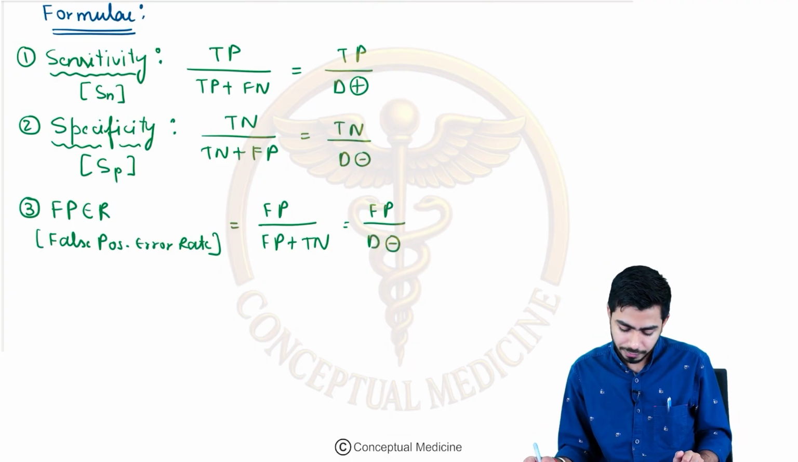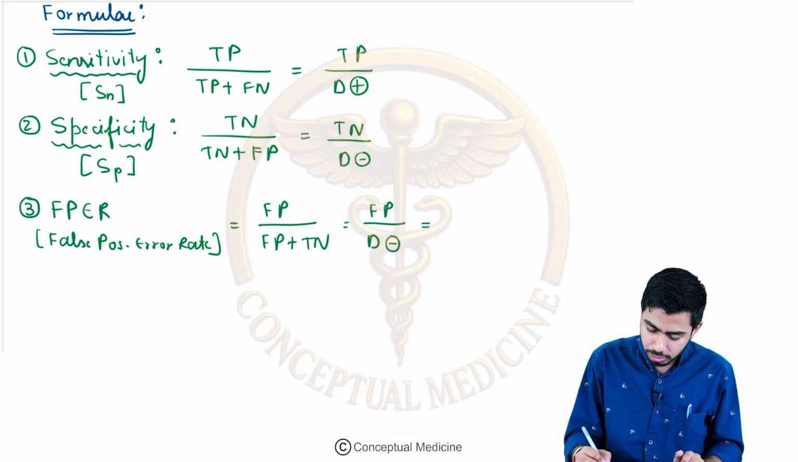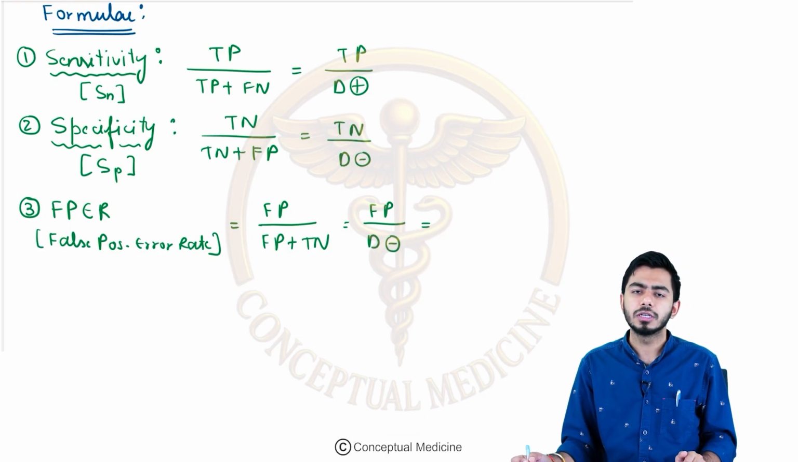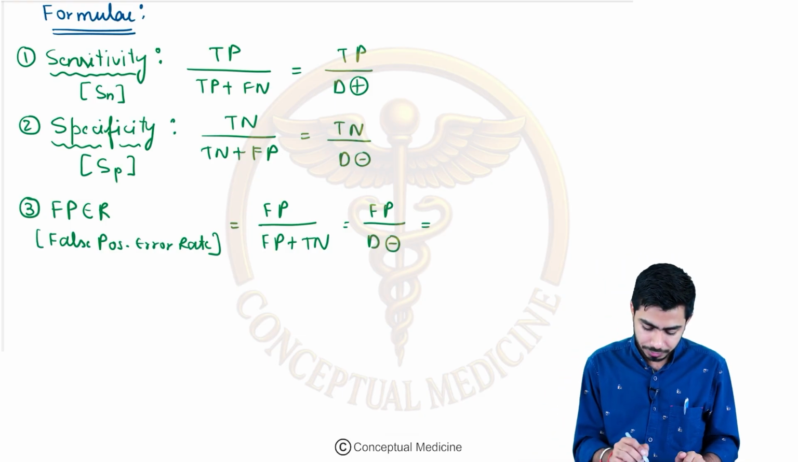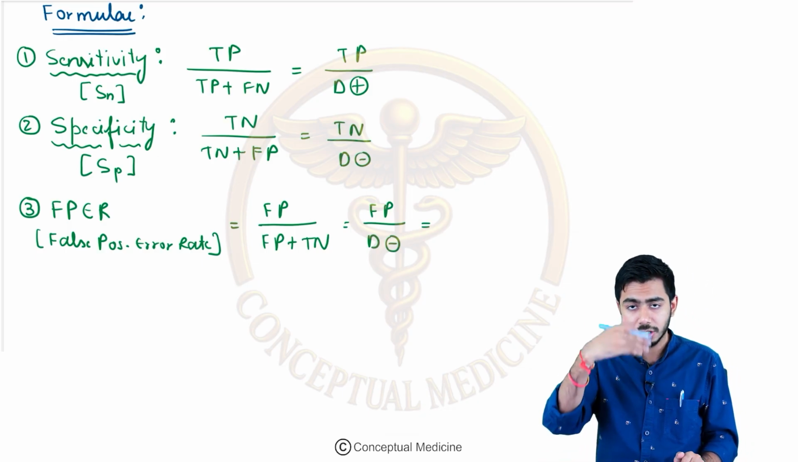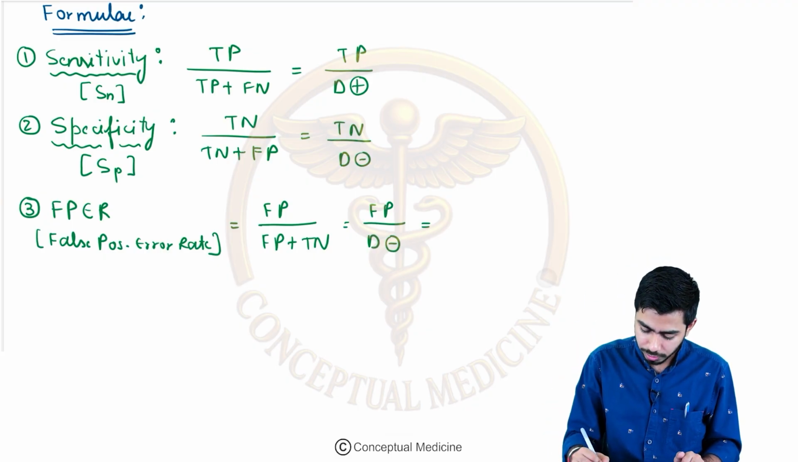I can write disease negative, right? And this is inversely proportional to specificity, because what was specificity? Specificity was true negative by disease negative, or true negative by true negative plus false positive. So this is just opposite to that. So we are writing 1 minus specificity.